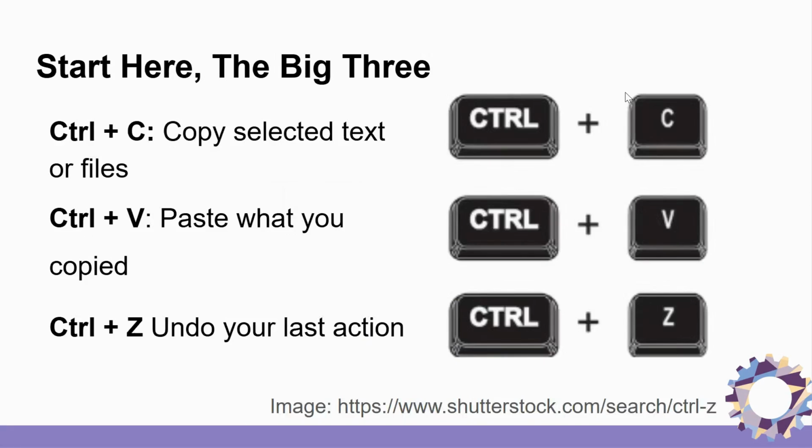Let's start here with the 3 shortcuts that will immediately change how you work. The first 2 go together, Control-C and Control-V. Control-C is used to copy anything that you have already selected. Control-V can then be used to paste it wherever your cursor is. Let's try that out.